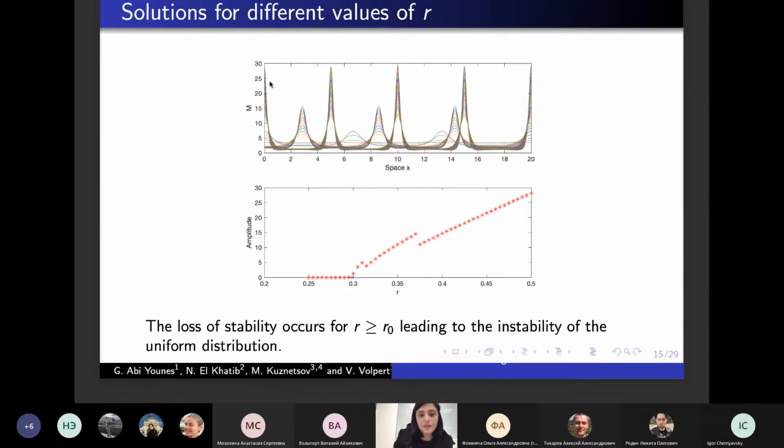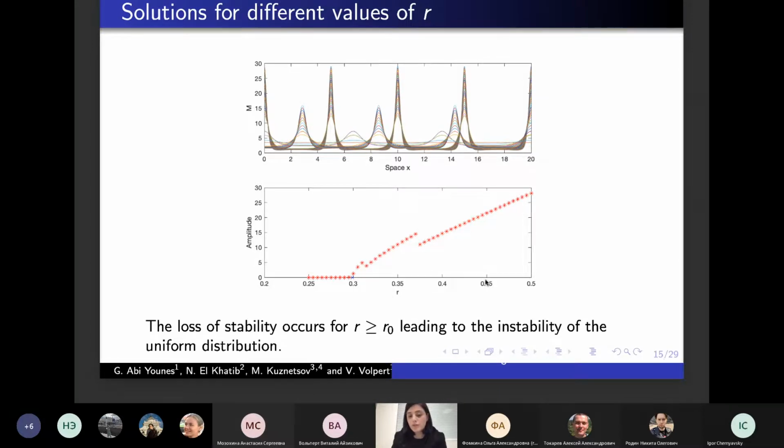So in the first figure, we can see branches of solutions with different amplitudes. This branch corresponds to this branch here. This one corresponds to this one here. And this one corresponds to this one here. These results were obtained by using the continuation method. I will explain this very briefly.